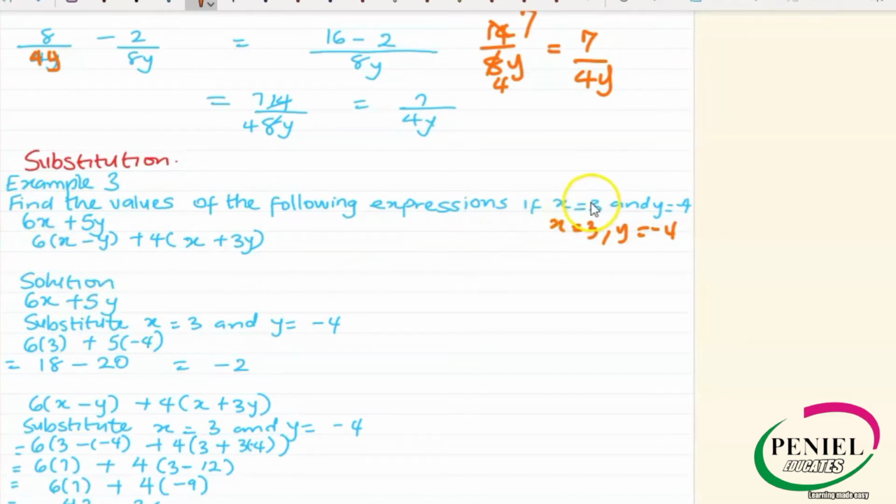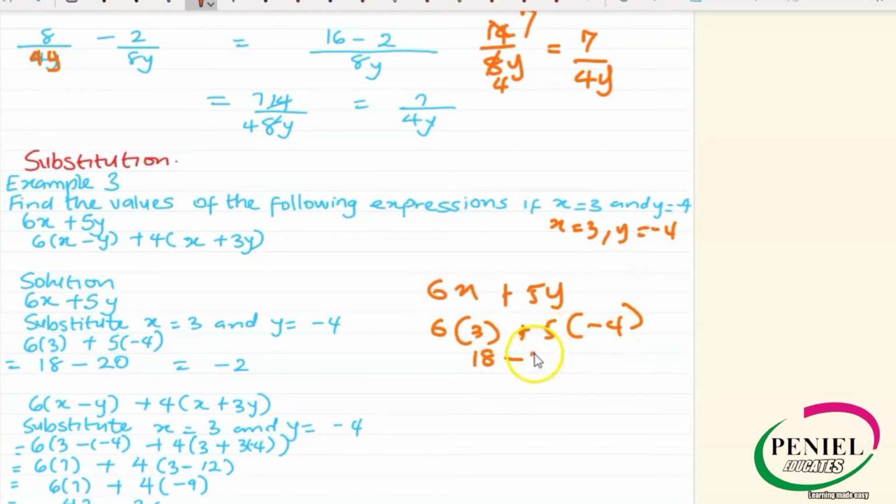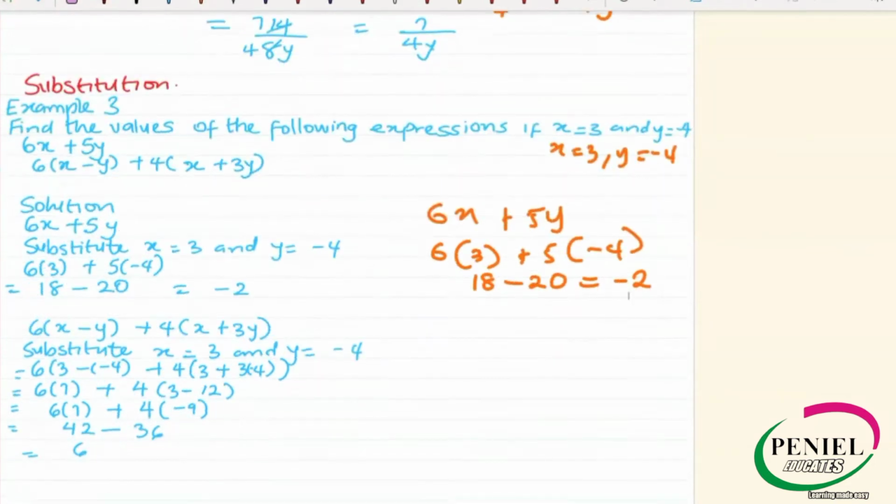So here we are given 6x plus 5y. So I just need to substitute: x is 3, all right, plus 5, and y is minus 4. So this one will give me 18. Then 5 times minus 4 is going to give me minus 20. Then that is going to give me minus 2. All right, so the same thing goes with the other one that we're given.